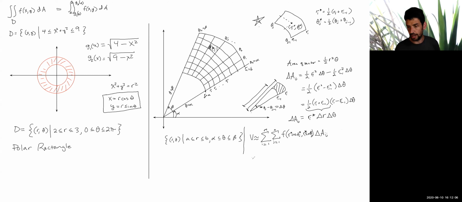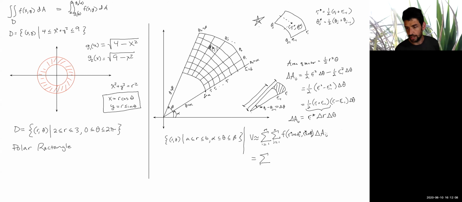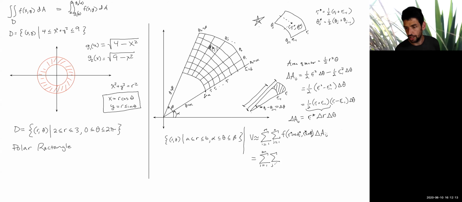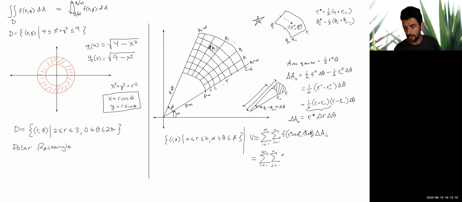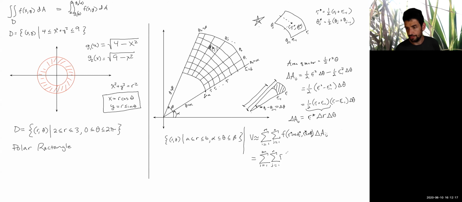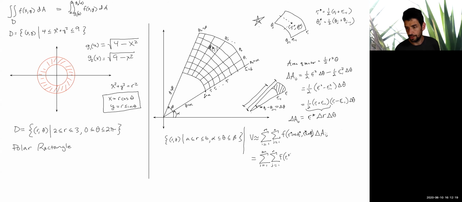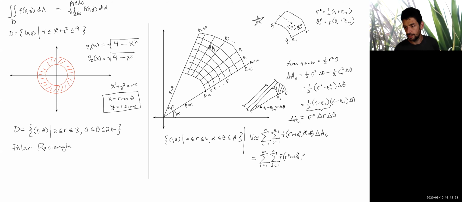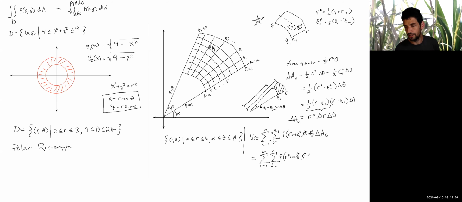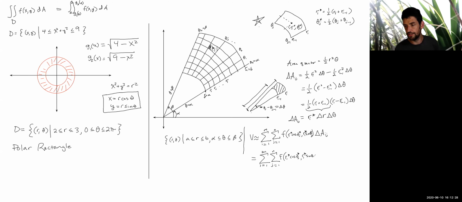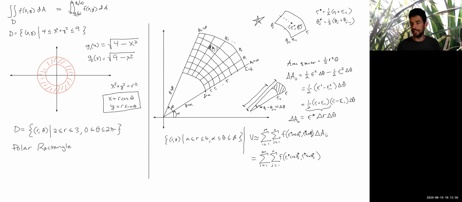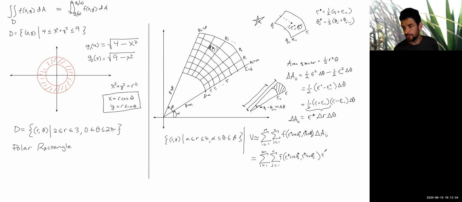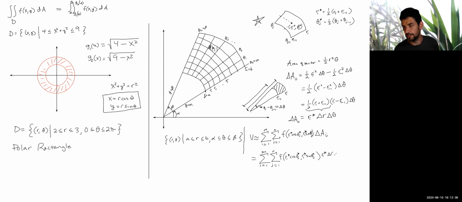So what does this work out to look like? We get the sum from i equals 1 to m, j equals 1 to n, and we have f of r_i star cosine theta_j star, r_i star sine theta_j star, and then delta A_ij is going to be r_i star delta r delta theta.